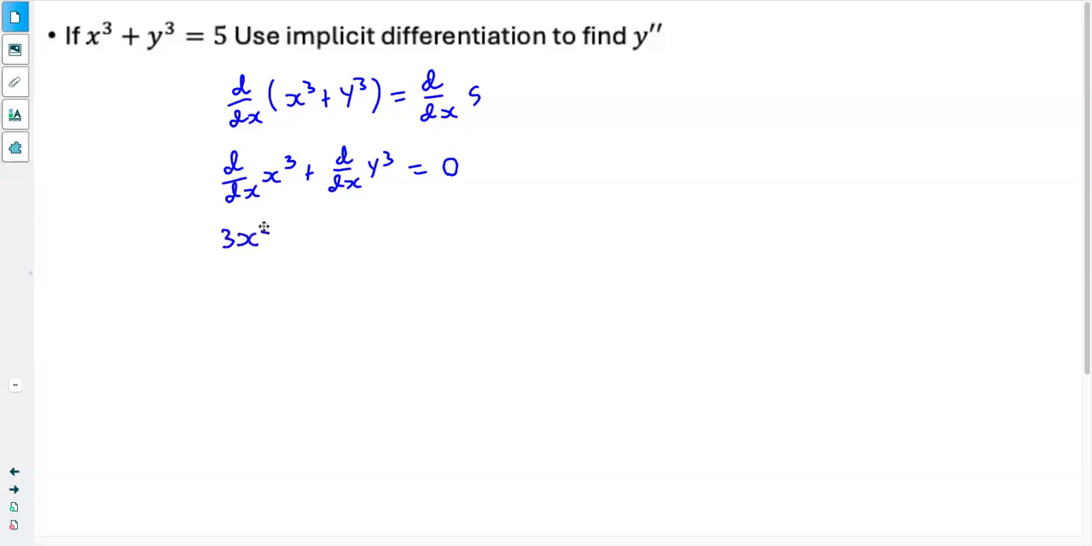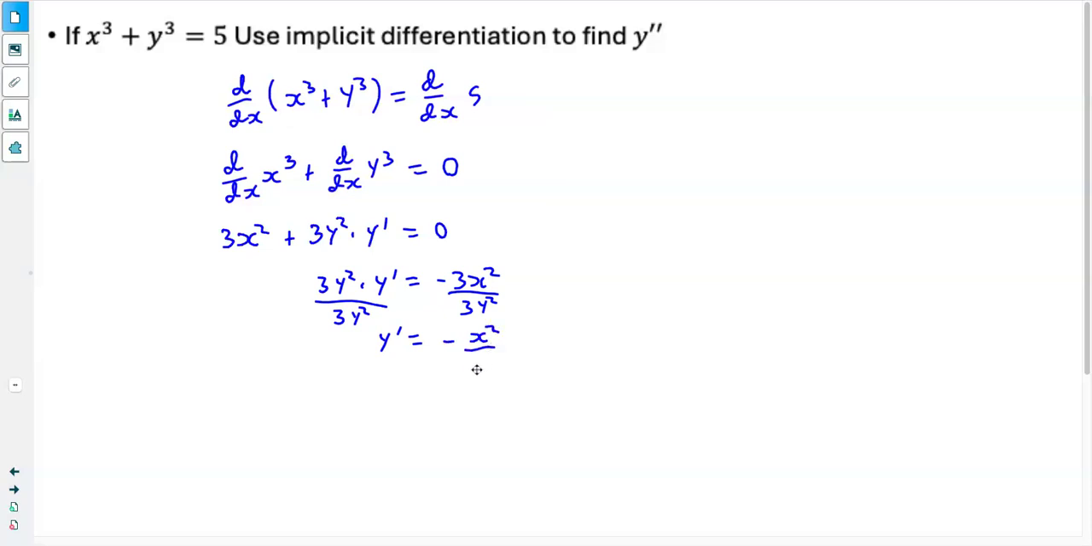That gives us 3x squared plus 3y squared times y prime, which is our dy dx, equals 0. I'd move the 3x squared to the other side, so we've got 3y squared times y prime equals -3x squared. Divide both sides by 3y squared. So we have y prime is, simplifying this, -x squared over y squared.